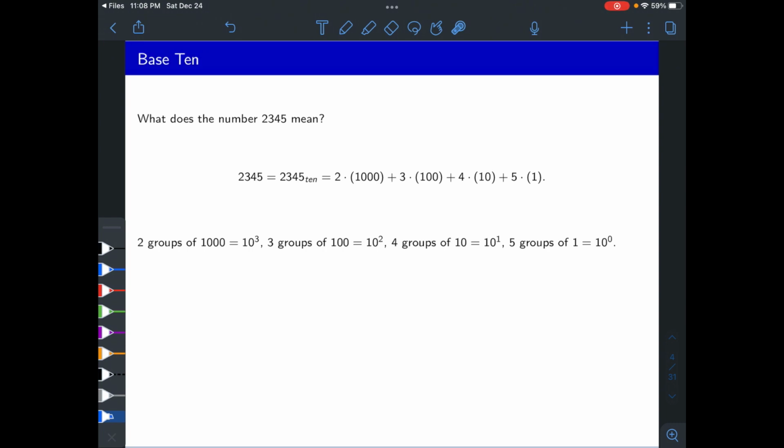By the way, it's good to keep in mind 1,000 is the same as 10 cubed, 100 is the same as 10 squared. Every time you go up a place value, you're just multiplying by another 10. So your place values are 10 to the 0, which is equal to 1, 10 to the power of 1, 10 to the power of 2, 10 to the power of 3, 10 to the power of 4, and so on.